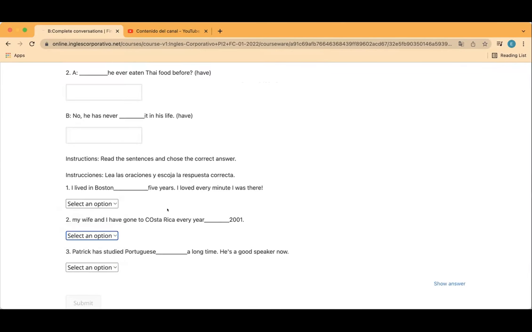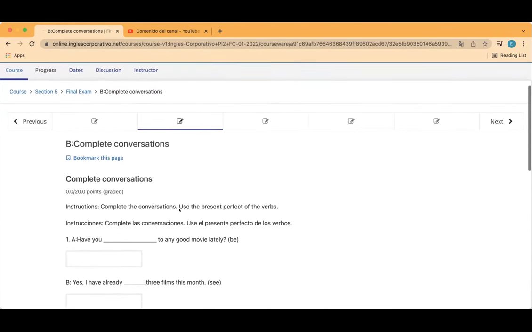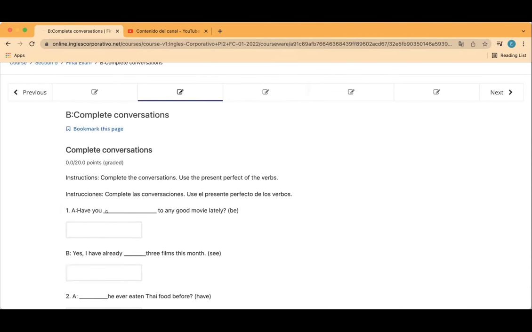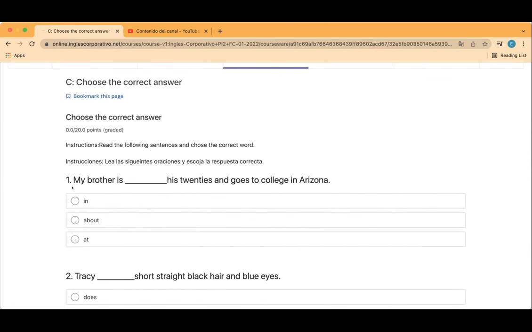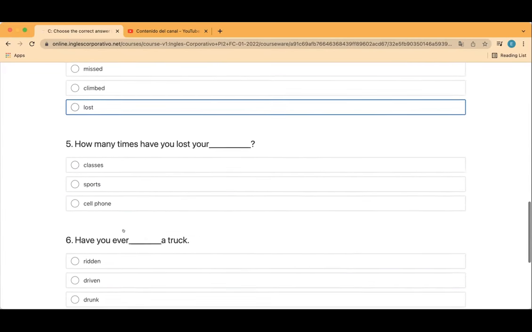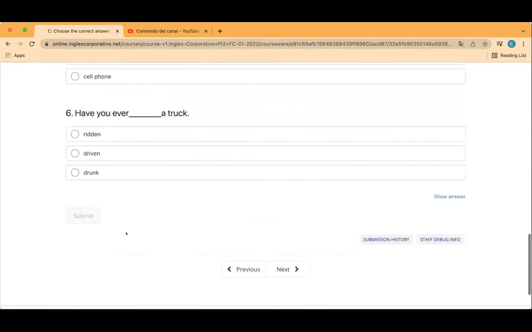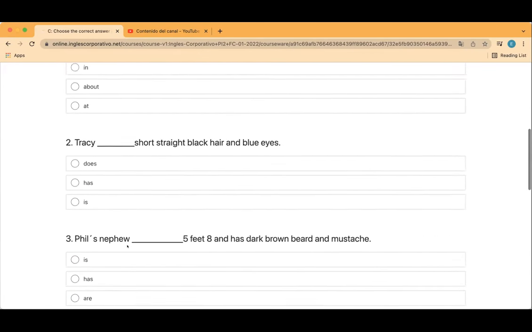Lo que hemos visto hoy. Only you read and you select. Is for, is since. And here, you put the word in the correct form. Then, in letter C, only you read and select the correct preposition, the correct word. You read and select the vocabulary to complete the sentence. Okay. There are six questions.